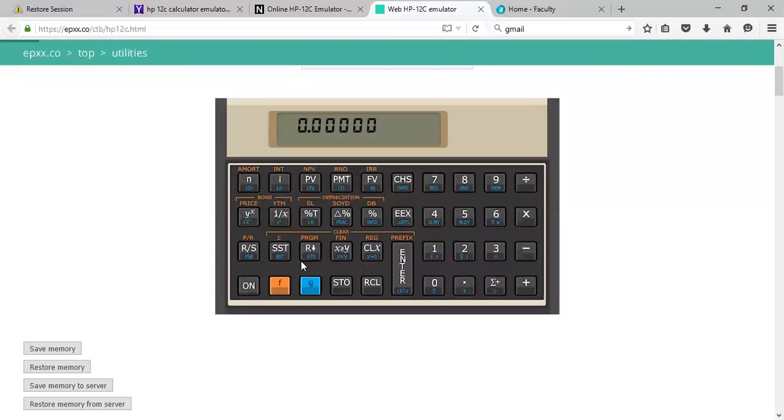So you hit the blue button here, and then up here underneath the 7, see where it says BEG, begin. Click that button, and notice that your display has this begin. Then it's going to calculate based on payments being made at the beginning of each period. So example of this might be rent, for example. You pay rent at the beginning of the month for the coming month. Okay, so that's when you use the begin.